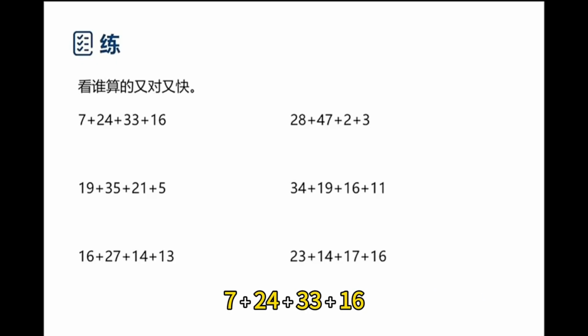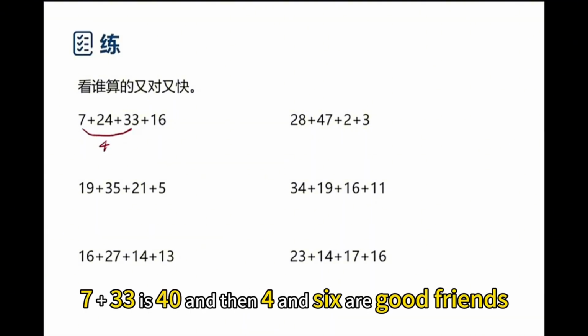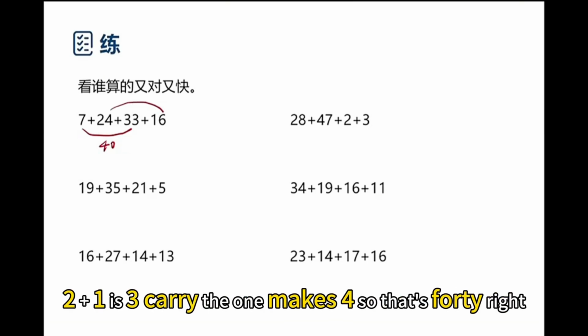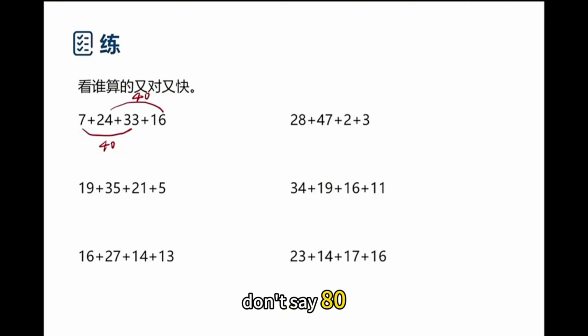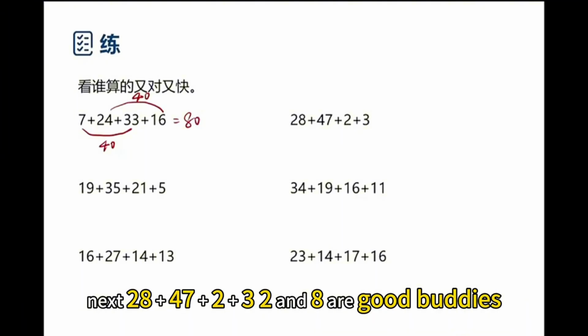7 plus 24 plus 33 plus 16. Don't even ask. 3 and 7 are good friends. 7 plus 33 is 40. And then, 4 and 6 are good friends. 24 plus 16. For this kind of carrying over, we've said it before. 2 plus 1 is 3. Carry the 1, makes 4. So that's 40. Right, you just need to focus on the tens digits. 40 plus 40 is 80. Don't say 80. My mistake. Yes, it's 80.